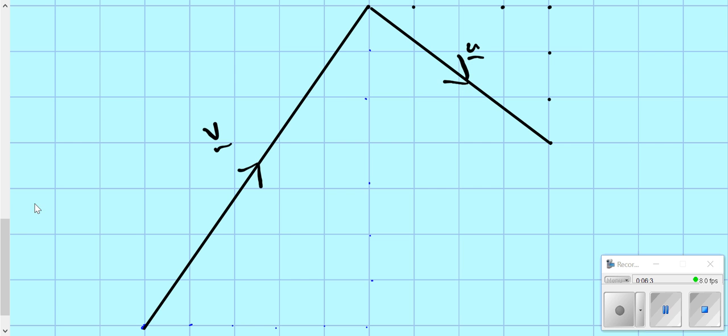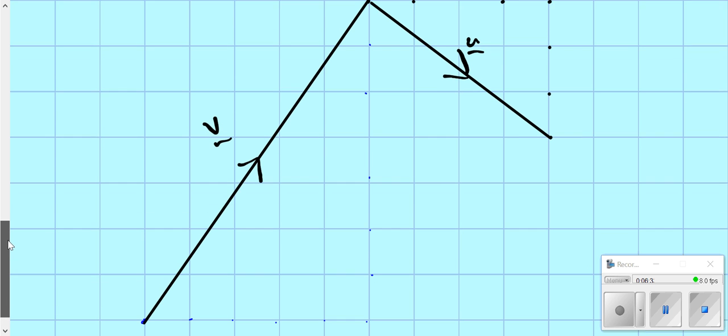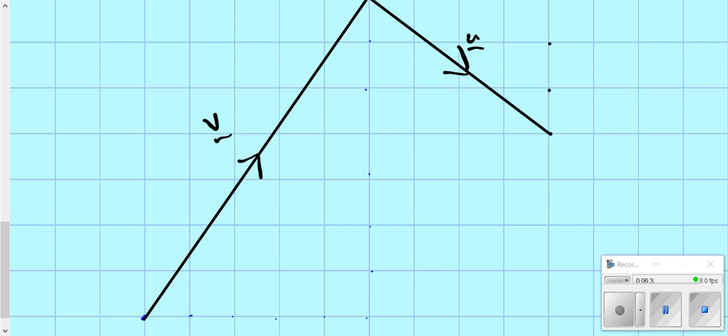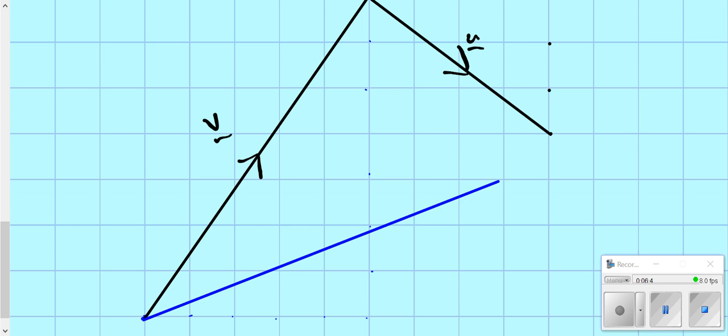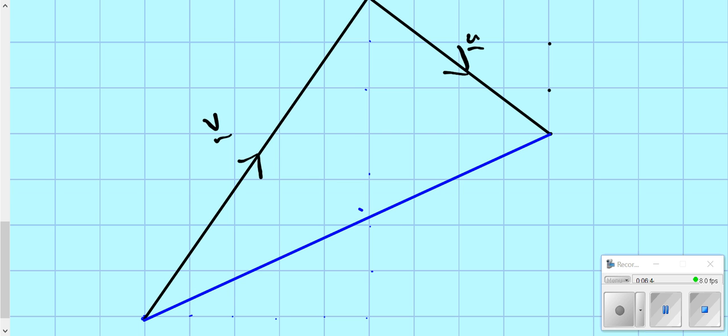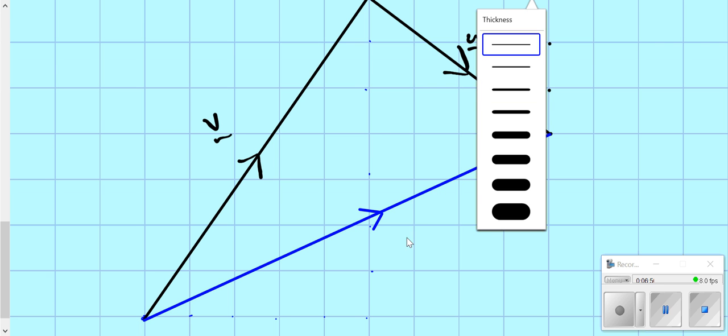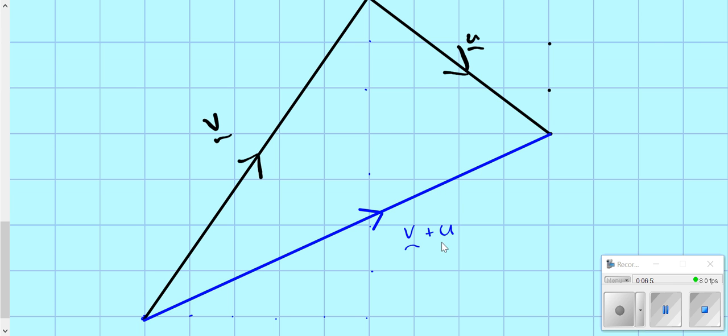Now the resultant vector is from your very start point to your very finish point. So I'm going to use a different color for this. So I'm going to go from here to here. And that is the resultant of v plus u, because you've headed in a positive v direction and then in a positive u direction.